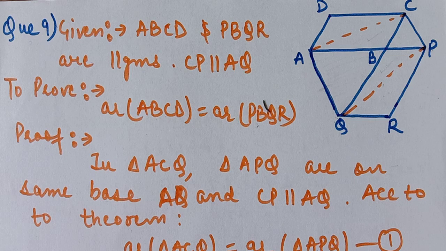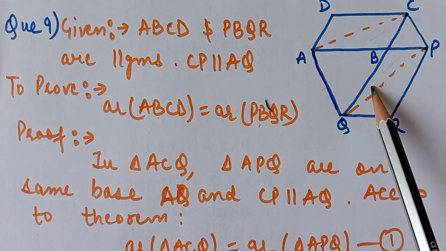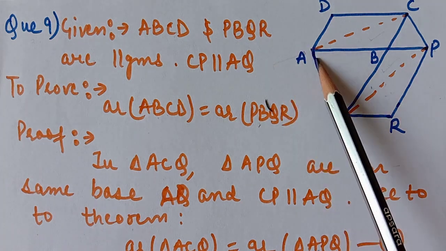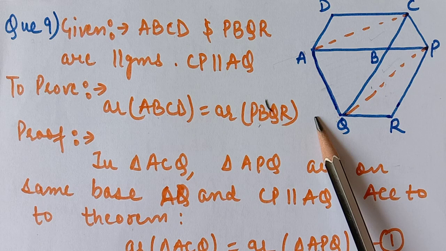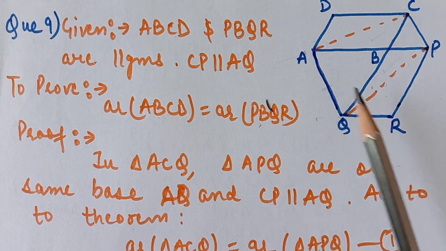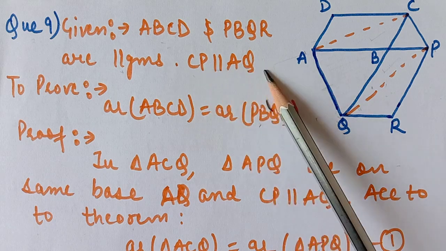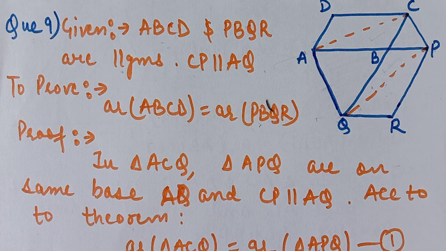Next is question number 9 from your NCERT exercise 9.3. The side of a parallelogram ABCD is produced to the point P. A line through A, parallel to CP, which is AQ, meets at Q, and the parallelogram PBQR is completed. Show that the areas of ABCD and PBQR are equal to each other. So we have two parallelograms given in it. CP parallel AQ is also given. We have to prove that the areas of the two parallelograms are equal to each other.